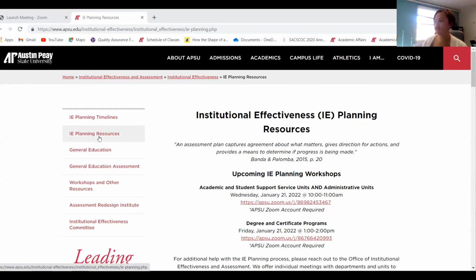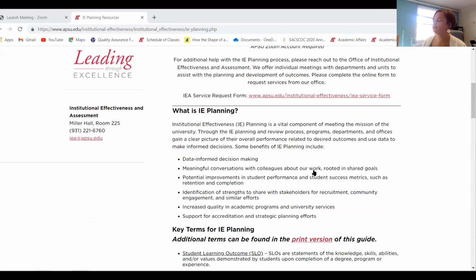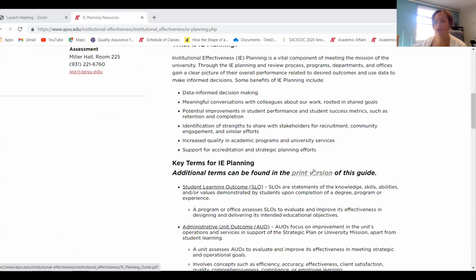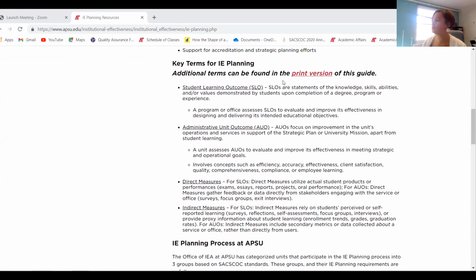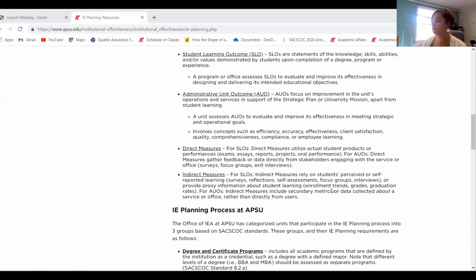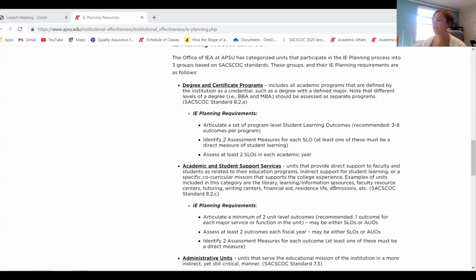So over here on the left, you'll see we have this link called IE Planning Resources. This is a new page where you can find a lot of information for all units, all types of units. If you scroll down, there's information about our workshops. It gives you some basic information about IE planning. We try to keep it as direct and brief as possible. You can also download a print version here if that's something that you want to keep in your office or on your computer. And it gives you the basics about IE planning for the different types of units.